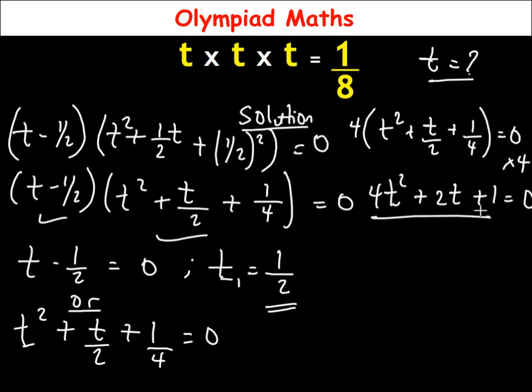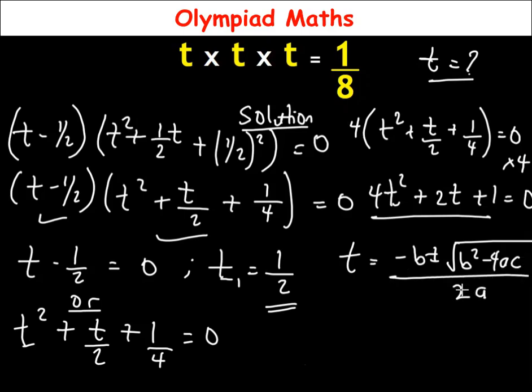To then solve for the value of t, we're going to make use of the quadratic formula. So t is then equal to, the formula is minus b plus or minus square root of b squared minus 4ac all over 2a. In this case, the value of a here is the coefficient of t squared, which is 4. The value of b is the coefficient of t, which is plus 2. And the value of c is the constant, which is 1. Now, putting the value of a as 4, b as 2, and c as 1 into this formula, let us then solve for the value of t.